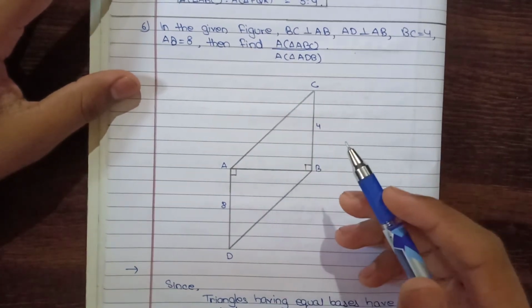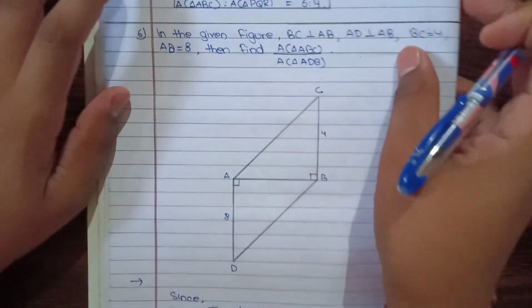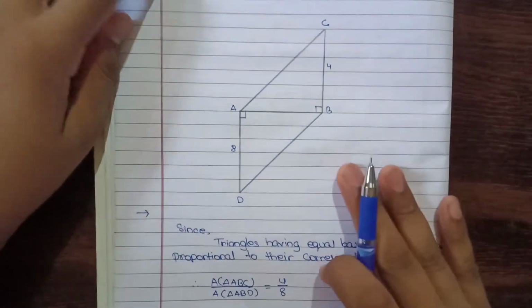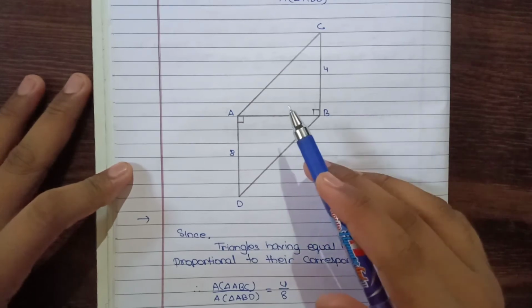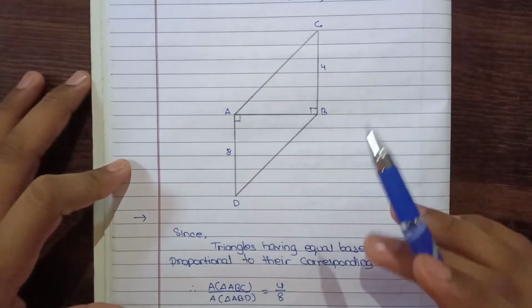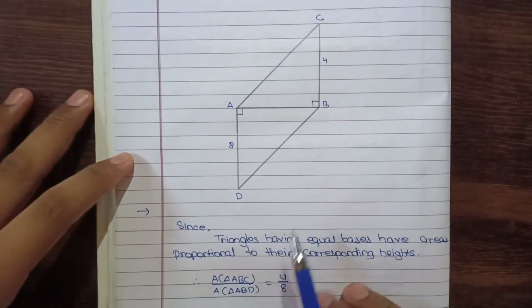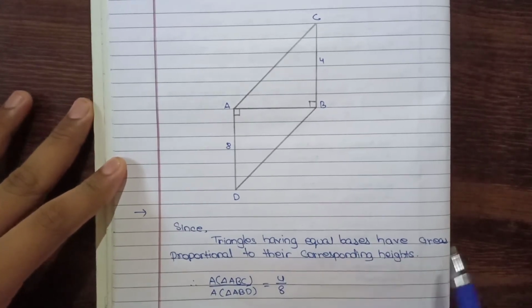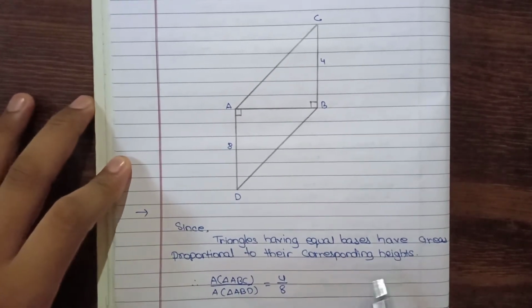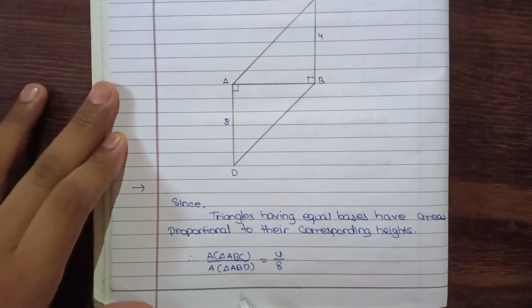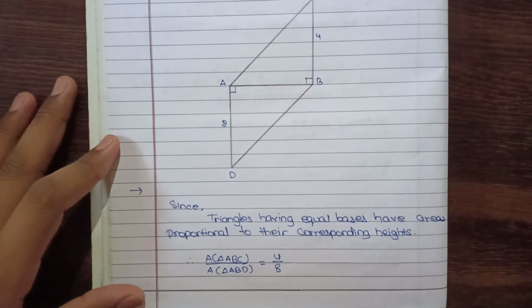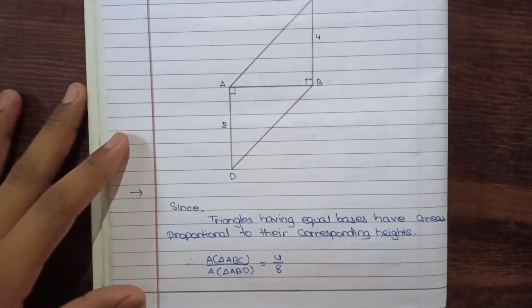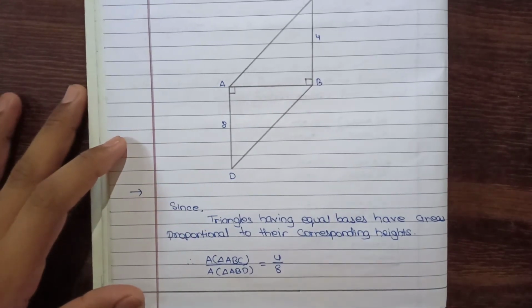So here we'll apply the second property, which says that if the bases of two triangles are equal, then their areas are proportional to their heights. Triangles having equal bases have areas proportional to their corresponding heights, which means area of triangle ABC upon area of triangle ABD equals 4 upon 8, which is nothing but 1 upon 2. So area of triangle ABC upon area of triangle ABD equals 1 upon 2.